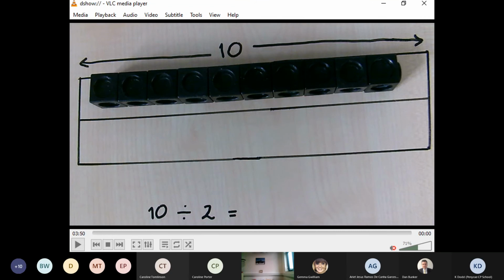Well, class, if we're doing 10 divided by 2, then what we're saying here is as we divide it into 2, we're dividing it into 2 equal parts. So we want to partition it somewhere about there. Apologies if that's not quite accurate, but that gives us about 2 equal parts.